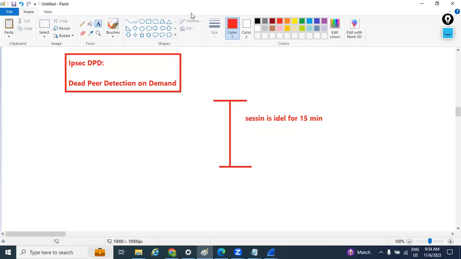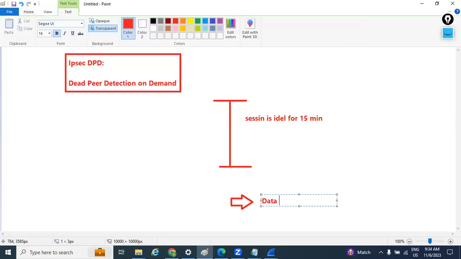After 15 minutes, you want to send the data. Right now, this is my data here. Data is ready, but I'm not sure whether site B is up or not. So I just want to know.